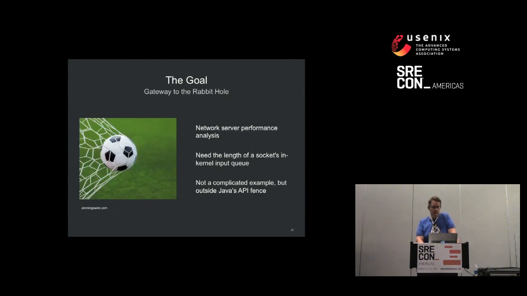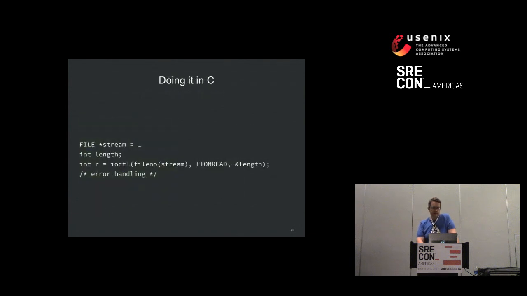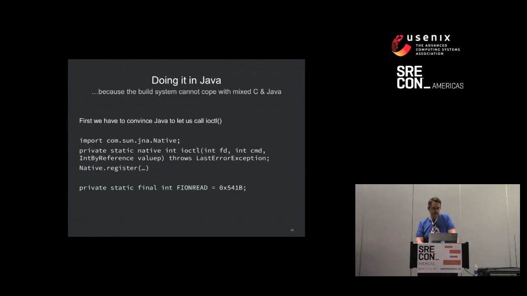So what my goal here was, doing some detailed performance analysis on a network server that I own. And what I wanted to do was look at the length of a socket's in-kernel input queue, which is a really, really easy thing to do. Here is a tiny bit of C code that does it. We use the FIONREAD ioctl, and that gives us a number in bytes. Very easy. In Java, well, Java wraps up a bunch of common ioctls for you in a very useful way. This is not one of them.